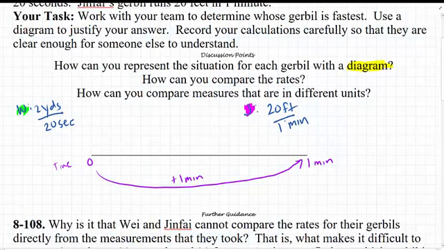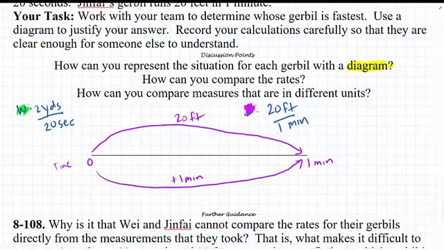So in 1 minute, for J's, well, how far does it go in 1 minute? J's gerbil goes 20 feet. 20 feet. Okay, so it goes 20 feet in 1 minute. Now let's look at W's gerbil. W's gerbil goes 2 yards in 20 seconds.